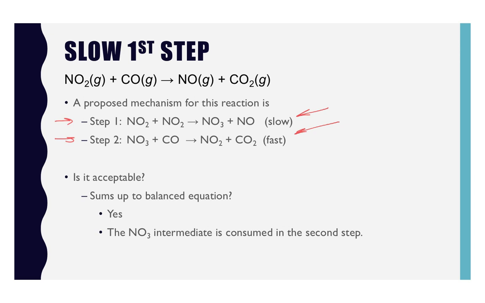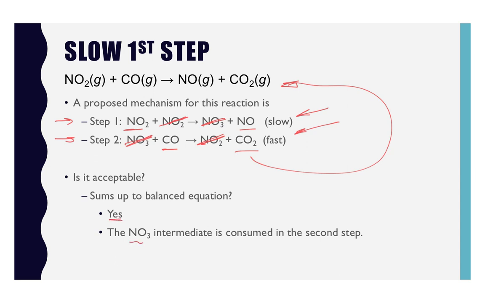So what I'm going to do is take things that are on the reactant side and cross out things that are the same on the product side. So there's an NO2 on both sides there. There's an NO3 on both sides here. Okay, so if that's the case, what am I left with? Well, I'm left with NO2 plus CO goes to NO plus CO2. Well, that's exactly the reaction we have up here. So yes, it does sum up to the balanced equation.